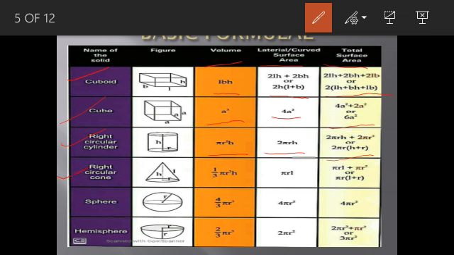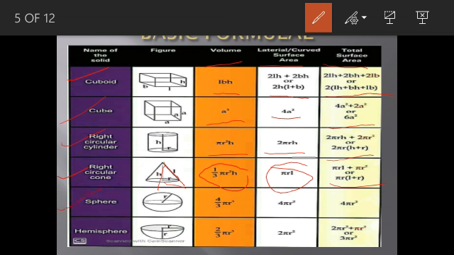Next, the right circular cone. From the figure you can understand this is height, and the hypotenuse one is known as the slant height of the cone, and the radius. So the volume of cone is 1 by 3 pi r square h, that is 1/3 the volume of cylinder. Curved surface area is pi r L and total surface area of right circular cone is pi r (L plus r).